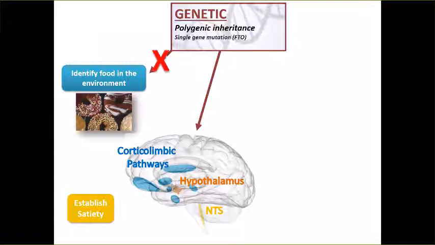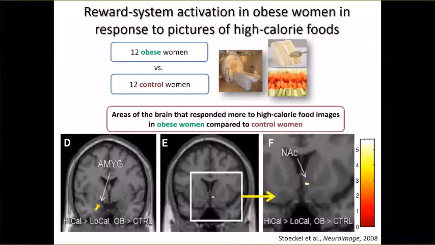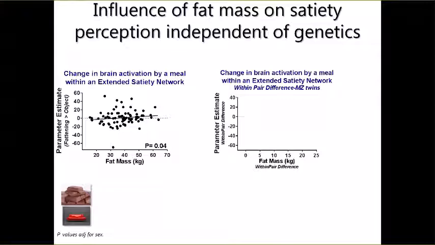So moving on, we wanted to look at single gene mutations and not just polygenic inheritance. And so we were particularly interested in FTO. This polymorphism provides the strong. So we were interested in seeing if we could determine whether fat mass was related to activation. And this is a second component of our twin study where we enrolled pairs that had at least one obese member in them, in order to discern the relative relationship of fat mass versus genetics.